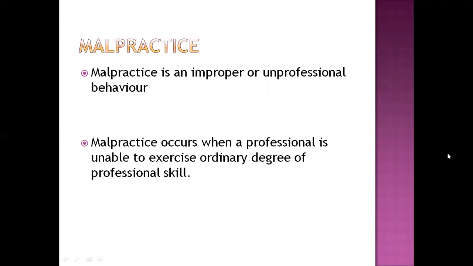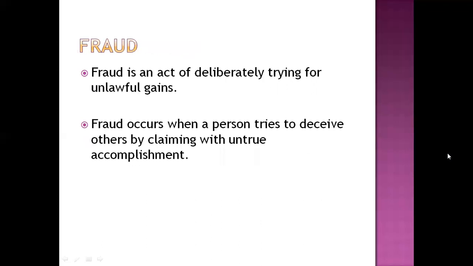Malpractice. Malpractice is an improper or unprofessional behavior. When a professional is not able to exercise their skill, then malpractice occurs. Fraud. Fraud is an act of deliberately trying for unlawful gain. When a person tries some way or the other to gain something illegally, this can be called fraud.